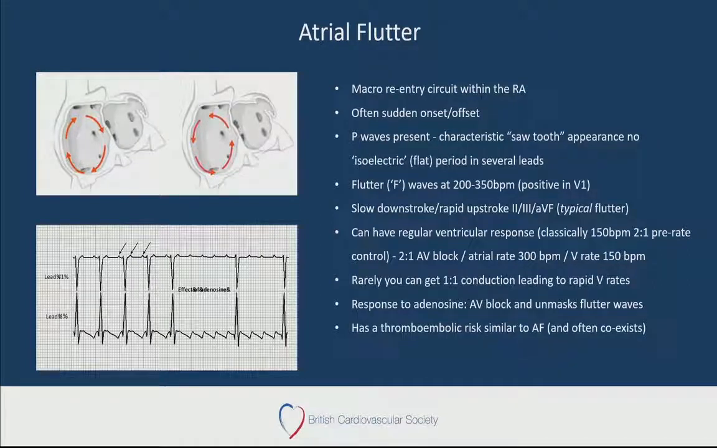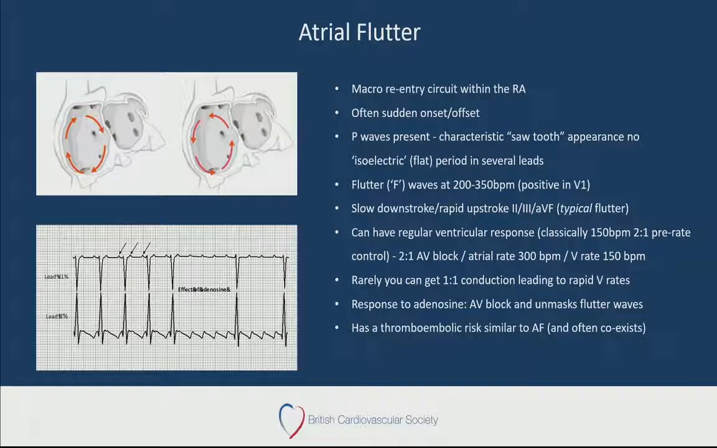Atrial flutter, we should briefly mention flutter because this is also another common arrhythmia seen in the class of SVT. It's a macro reentrant circuit in the right side of the heart. Often, again, sudden onset and offset. You will see P waves present, so you'll see on the inferior leads this sawtooth pattern that you'll have heard about. And you can have a regular ventricular response. The classical thing that you see is 150 beats per minute, where you have a 2-to-1 AV block. Sometimes, and rarely, you will see 1-to-1 conduction, leading to very rapid ventricular rates.